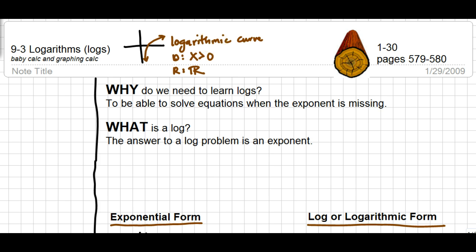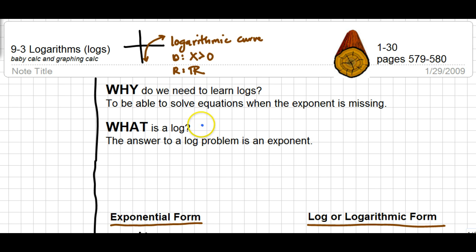Why do we need logs in the first place? Well, when we solve problems involving exponents, if the exponent is missing, we need a log in order to be able to fix that. We won't necessarily get into this specific idea today or in this video, but we will talk about how to solve for a missing exponent later on in chapter 9.